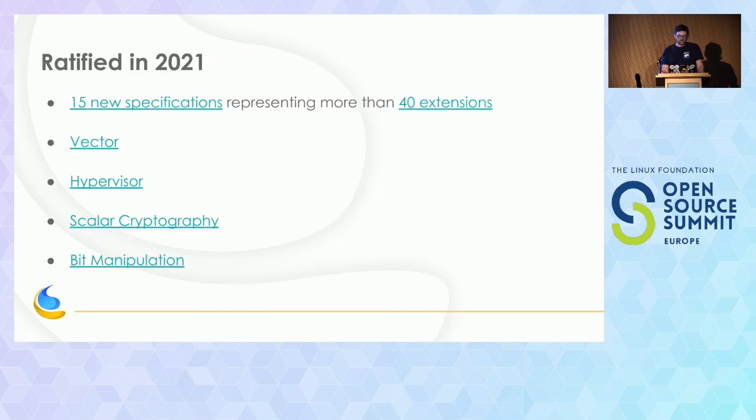And then back in 2021, several new extensions were ratified. So 15 new specifications were ratified, which included 40 extensions. Some of the important ones there are vector for variable length vector computing, hypervisor, some cryptography instructions, and also bit manipulation.